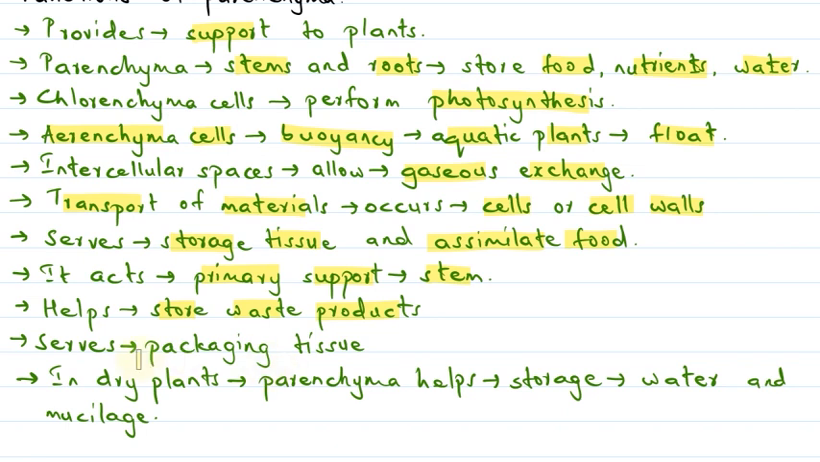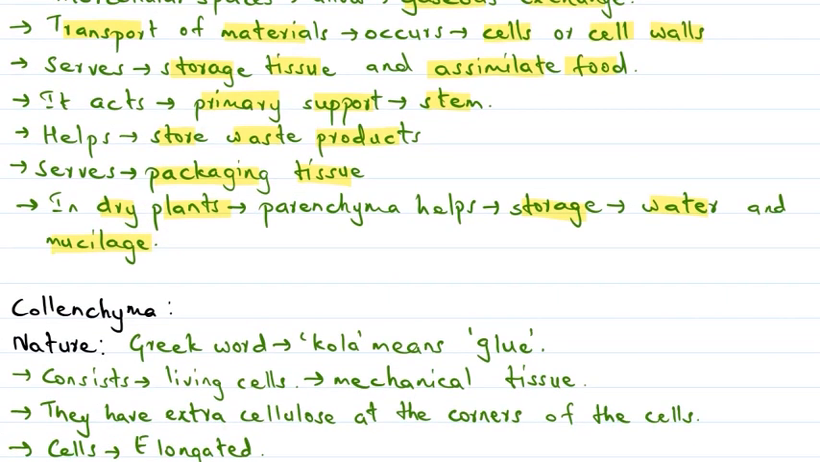The parenchyma tissue also serves as a packaging tissue to fill the spaces between the tissues in order to maintain the shape and rigidity of plants. In dry plants, this parenchyma tissue helps in storage of water and mucilage. So these are some of the important functions performed by parenchyma tissues.